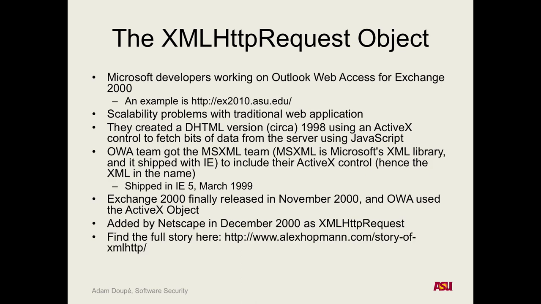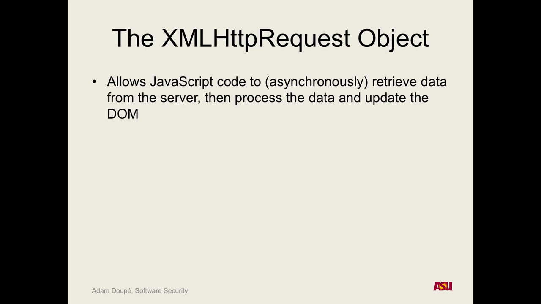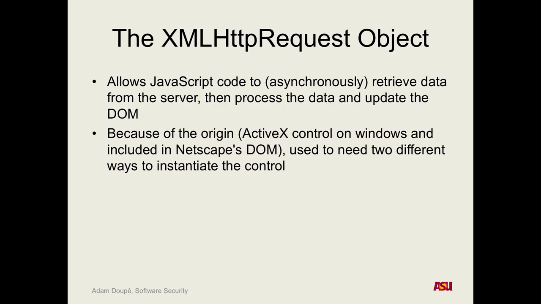And the full story's here, it's super interesting. The idea is this object allows JavaScript code to asynchronously retrieve data from a server, process that data, and then update the DOM in response to whatever data it got back. So now JavaScript code can make requests on its own to the server, and your page doesn't refresh or change. It can get new data, take that back, and update your DOM in response. So now you can get apps that only update and modify simple things.